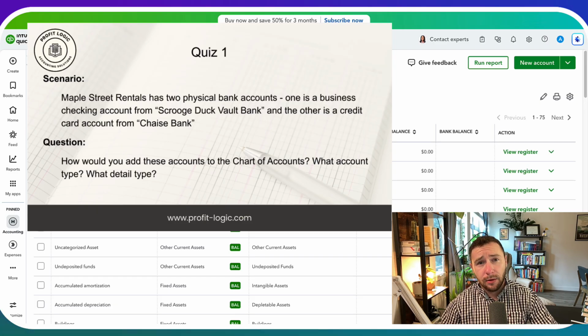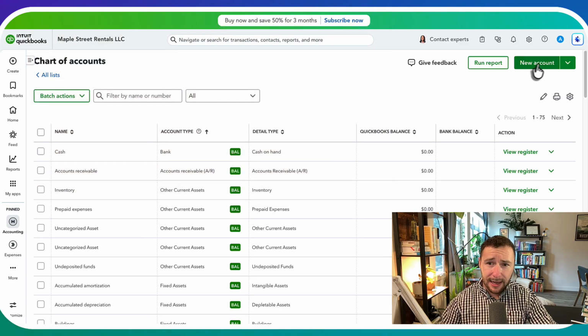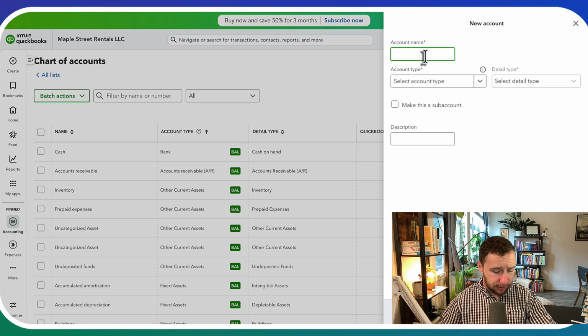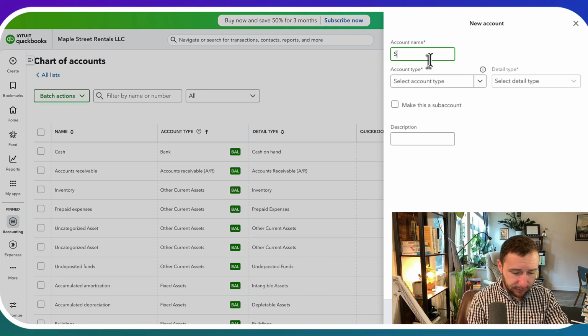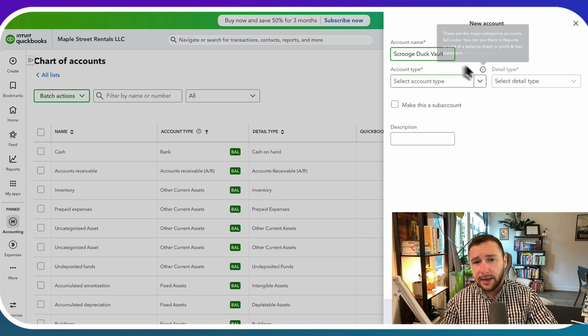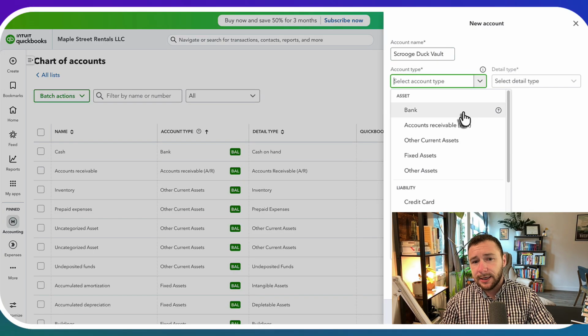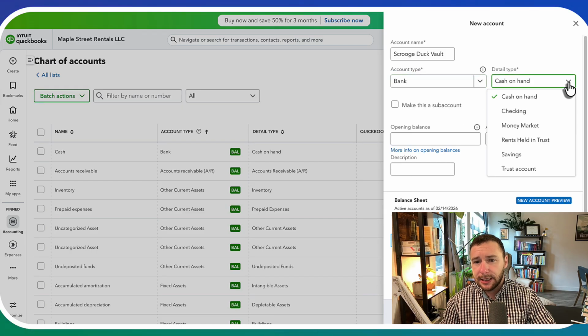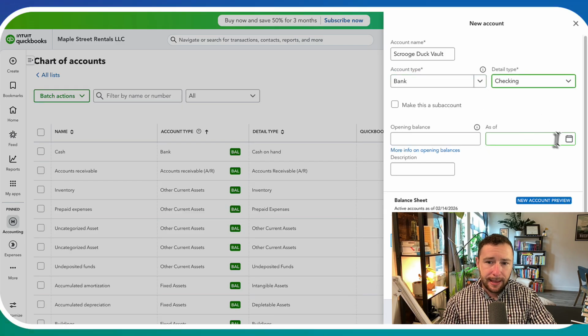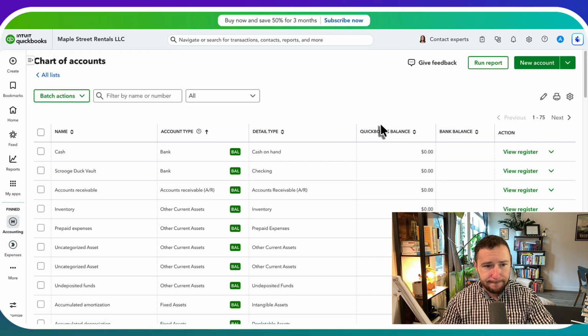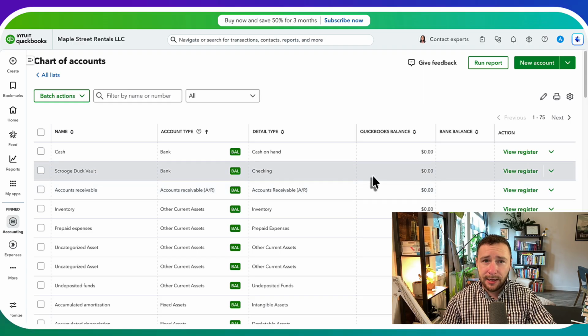All right, and when you're ready, the answer is that to first add the checking account from Scrooge Duck Vault Bank, we'll include the account name, we'll include the account type, which is a bank, and the detail type is going to be checking, and we're not going to add any other information yet, and we'll just save it as is. Note that we have not connected the account yet or included any transactions, so this is just an empty bucket for now.